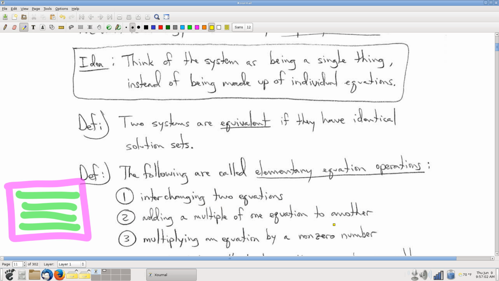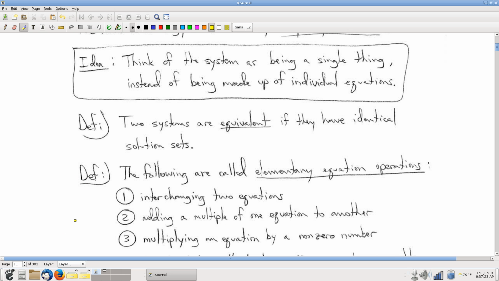Okay, last of these 3 elementary equation operations. You can multiply one of the equations by a non-zero number. So I could take this third equation, for example, and I could multiply it through by 7. Now it would again give me a different system. It's a little bit different anyway.